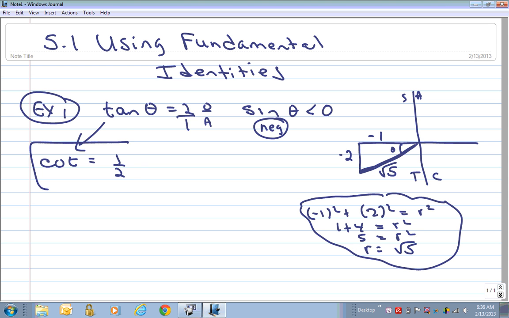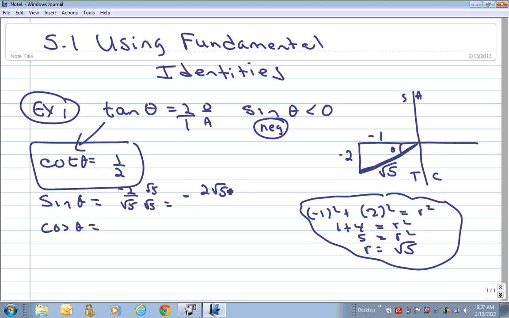All right, so now we have cotan, and now we want secant, or we want sine theta, we want cosine theta. Let's go ahead and do those. So sine theta would be opposite over hypotenuse, which would be negative 2 over the square root of 5. And you know that we need to rationalize our denominator. So we'd have the square root of 5 and the square root of 5. So we'd end up with negative 2 square roots of 5 over 5. So that would be an answer.